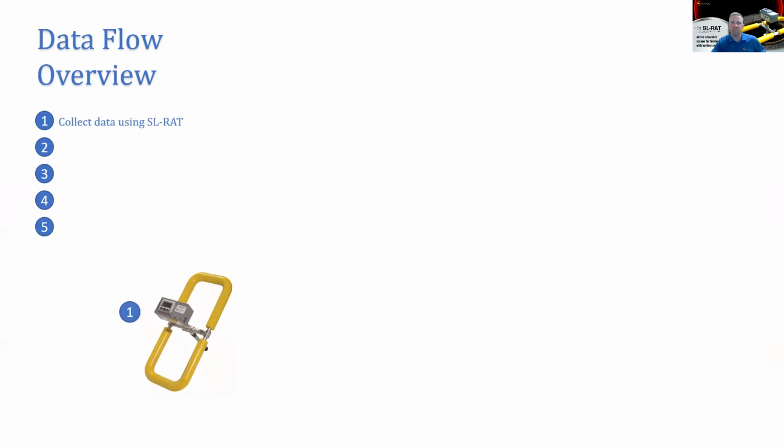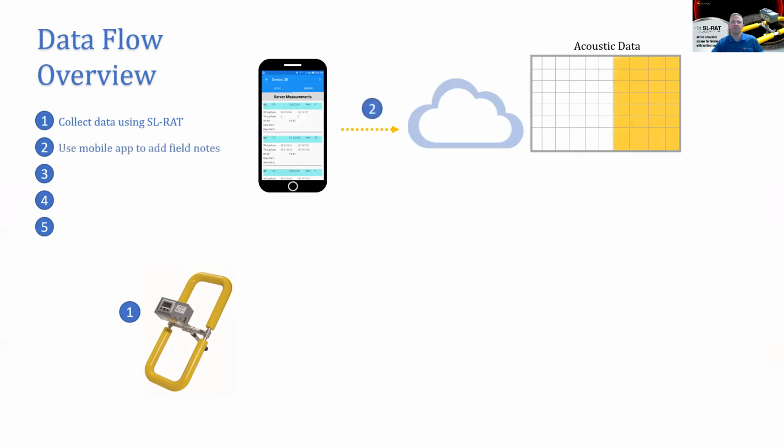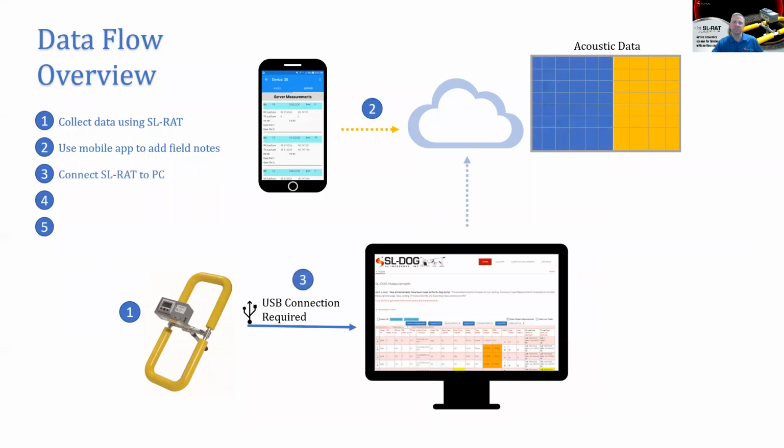The data flow starts by collecting data using the SLRAT in the field. Use the mobile app to enter field notes and asset IDs such as manhole IDs or line segment IDs while you are doing these tests in the field. Data collected with the mobile app is stored in the cloud and it waits there for the data download from your SLRAT. The cloud-based infrastructure will marry this mobile app data with your SLRAT data when you complete step 3, which is to connect the SLRAT to a computer using the supplied USB cable and upload the field acoustic measurement scores to the SLDog web portal.